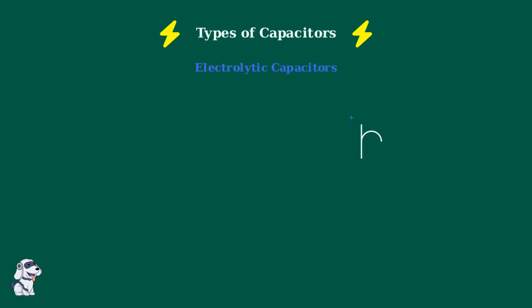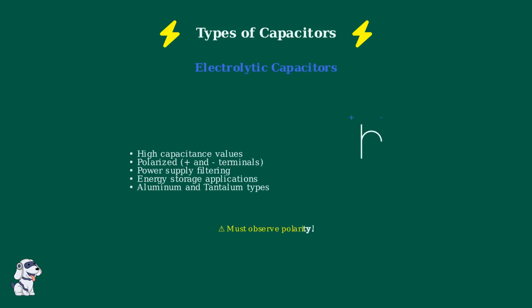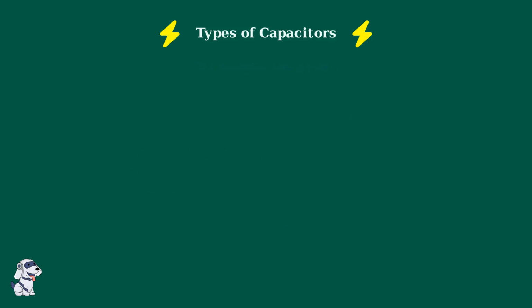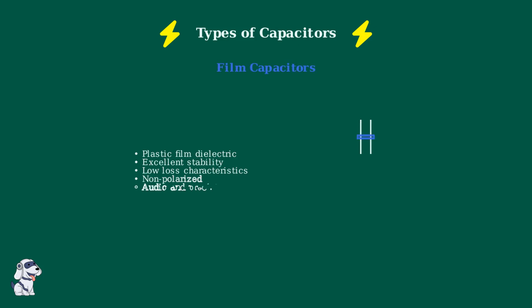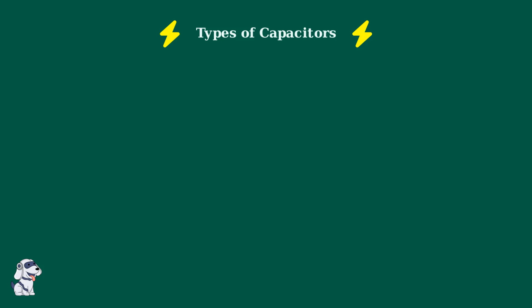Electrolytic capacitors offer much higher capacitance values, but are polarized, meaning they must be connected with correct polarity. They're commonly used in power supply circuits for filtering and energy storage. Film capacitors use thin plastic films as dielectric material. They offer excellent stability, low loss characteristics, and are non-polarized. These make them ideal for audio circuits and precision applications.